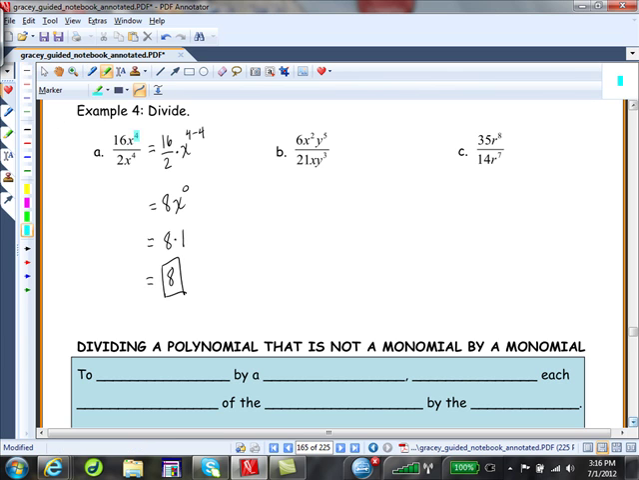So here we go. X to the 4th over x to the 4th resulted in this, which resulted in this, which resulted in this. And then the constant was 16 divided by 2, and that's how we got the 8. Okay, so here we go. Pause the movie and try B and C, and then go ahead and check your work.